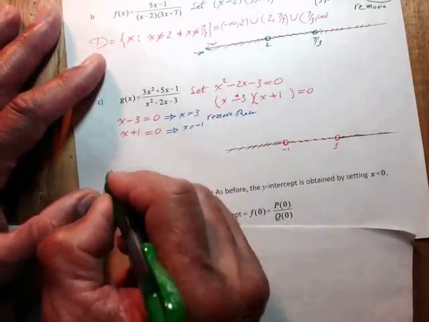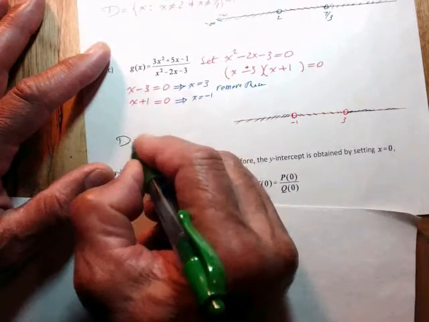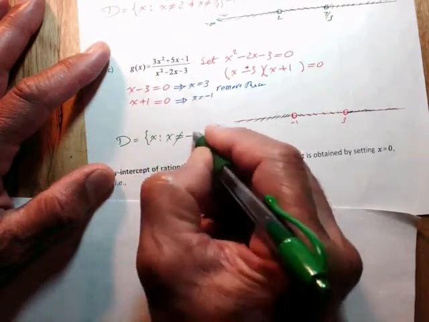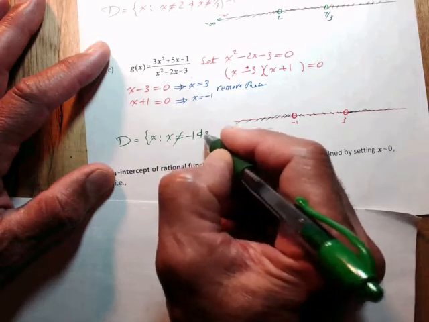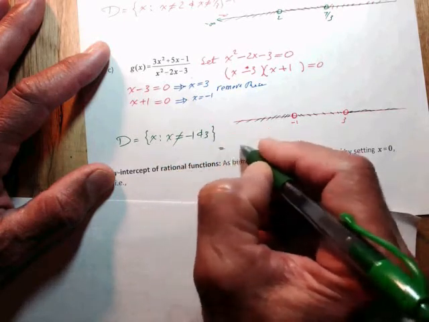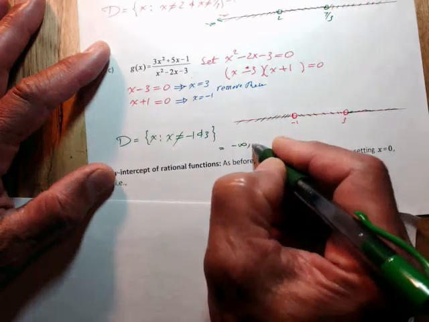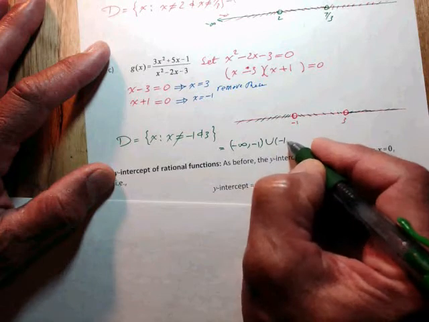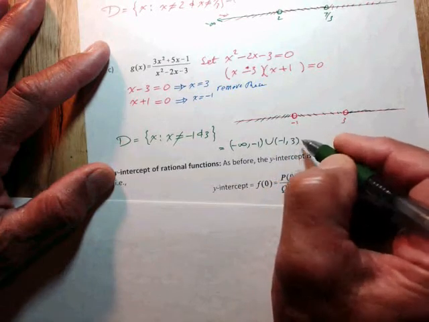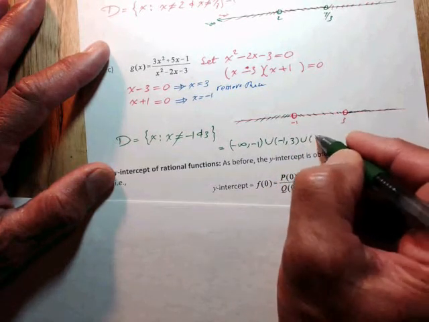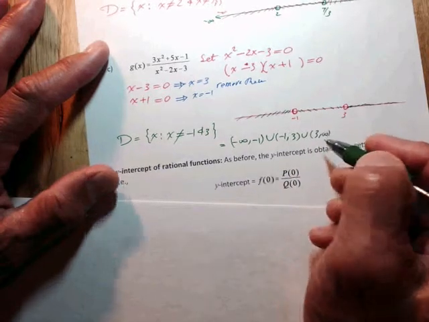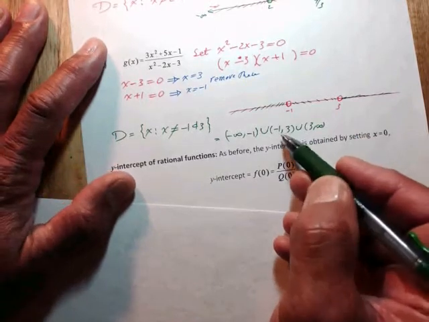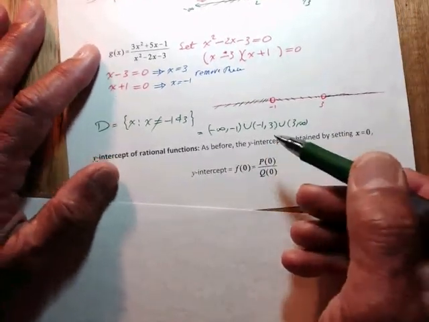So we say domain D is the set of all x's such that x is not -1 and 3. And this is the same thing as saying minus infinity to -1 parentheses, union -1 to 3 parentheses, union 3 to infinity. Since you use parentheses, don't include those numbers, -1 and 3 are not included.